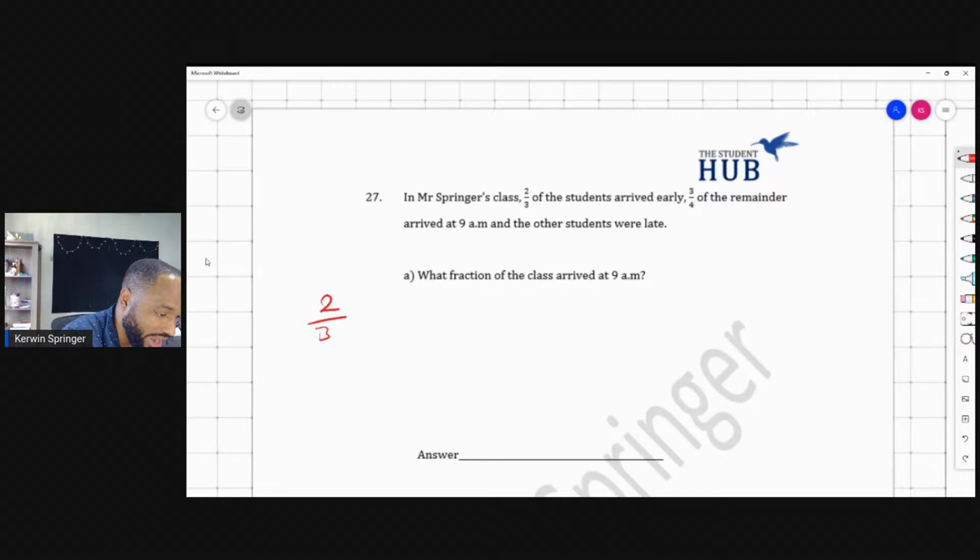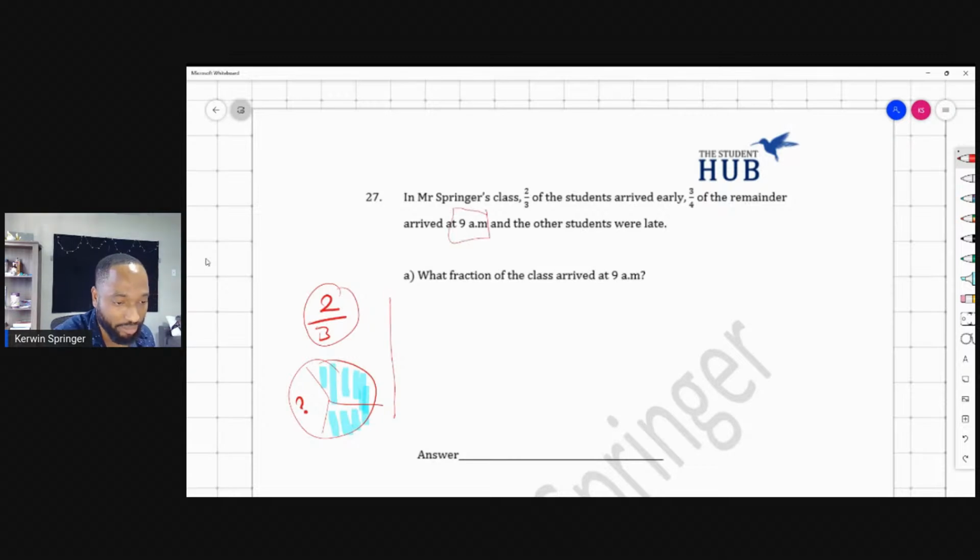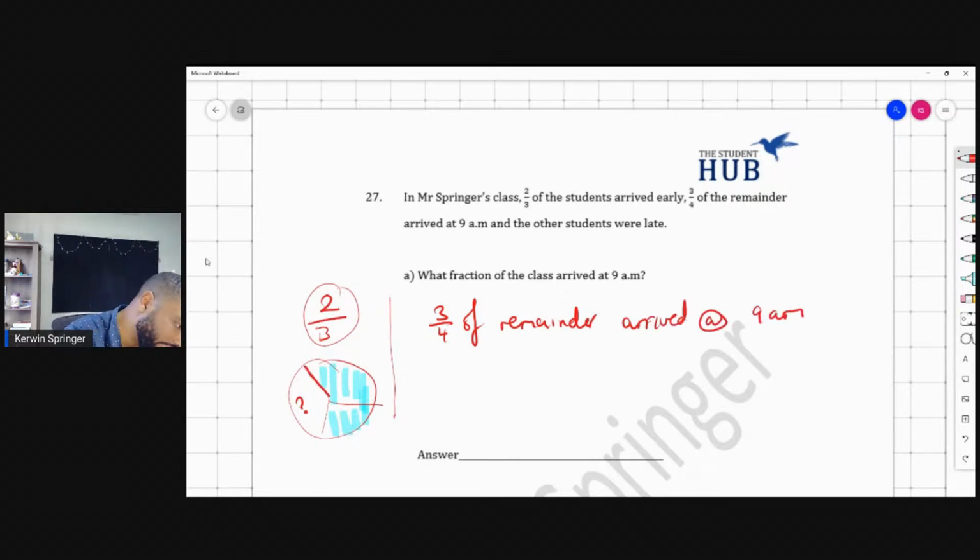So 2/3 arrived early. This is divided into thirds, and out of these thirds, 2/3 of them arrived early. So how much arrived late? Some arrived just at 9 a.m. So 3/4 of the remainder arrived at 9 a.m. You all see that? If you get this third and split it into quarters, 1, 2, 3, 4, 3/4 of them arrived at 9 a.m.